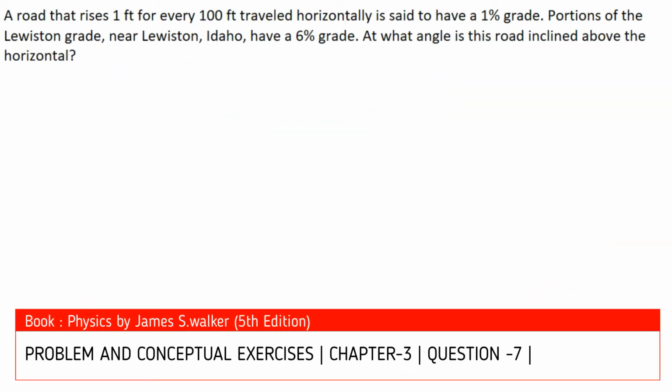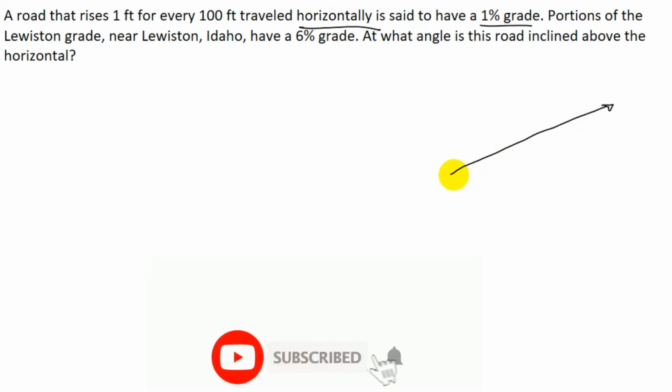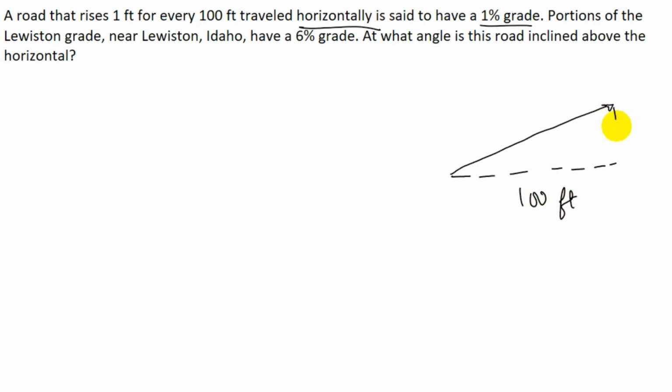So here the question is saying that there's a road that rises 1 foot for every 100 feet traveled horizontally, and this kind of road is said to have 1% grade. What they are saying is, suppose that you are traveling on an inclined road, and the horizontal distance traveled by you is 100 feet, and the vertical distance gained by you is 1 foot. So this kind of road is said to have 1% grade. Now they are saying that there is a road that has 6% grade. Then at what angle is this road inclined above the horizontal? So 6% grade means a road gains 6 feet in altitude for every 100 feet traveled in the horizontal direction.